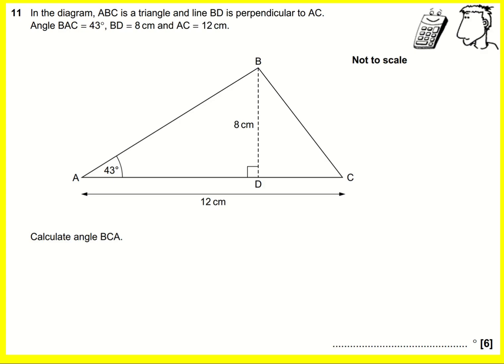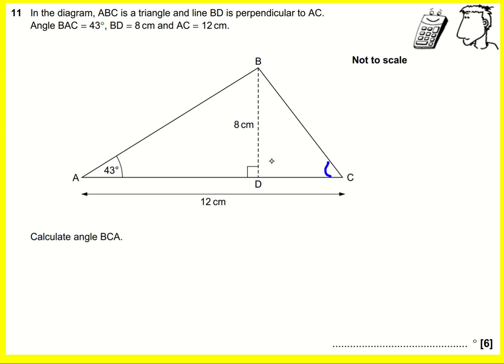We've got a triangle here. It's been sort of split into two right angle triangles, and we're being asked for angle BCA. BCA, it's this one here. Now, as things stand, we can't get that because we don't have lots of lengths. We've sort of just got the height and so forth.